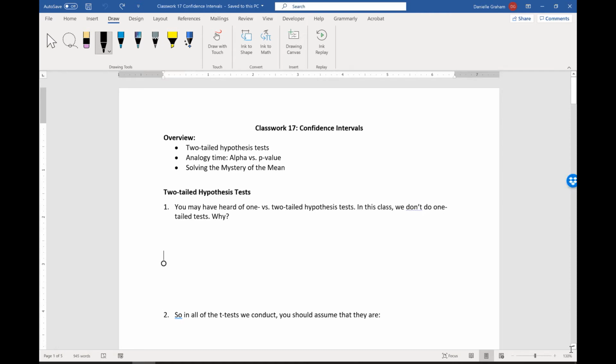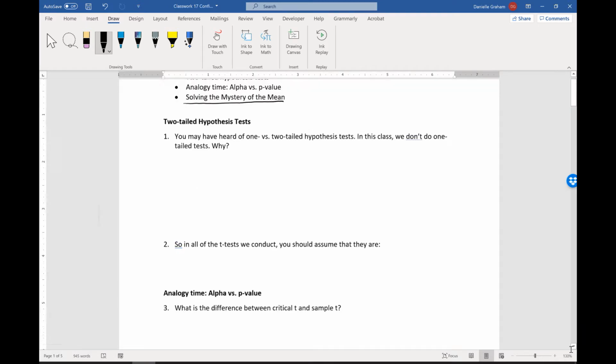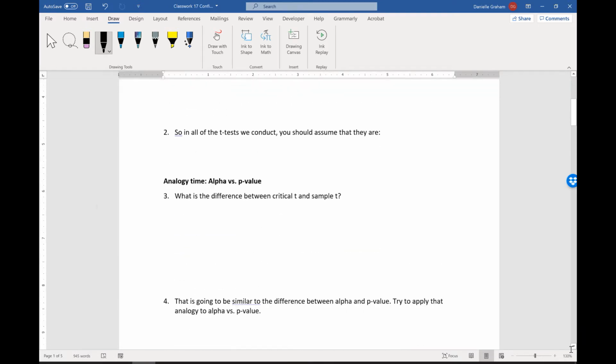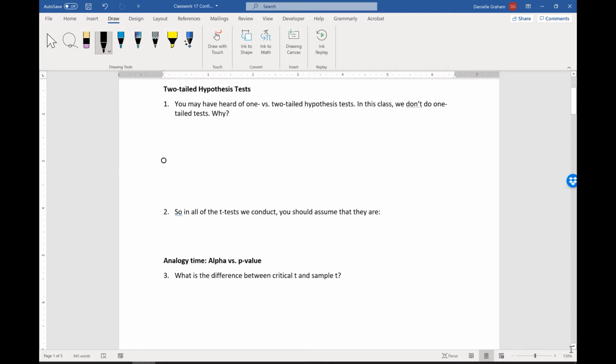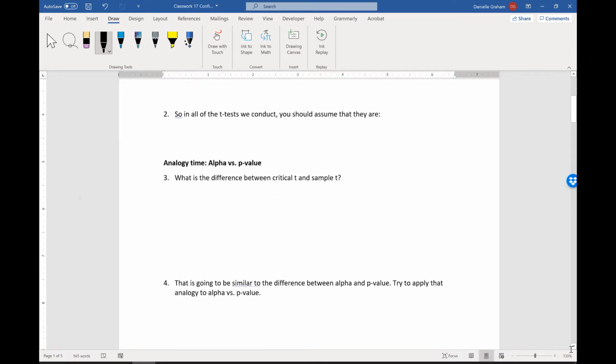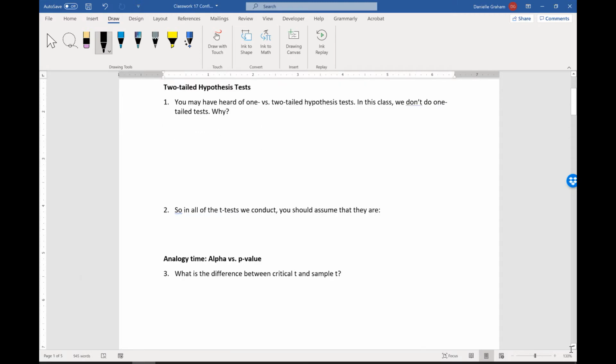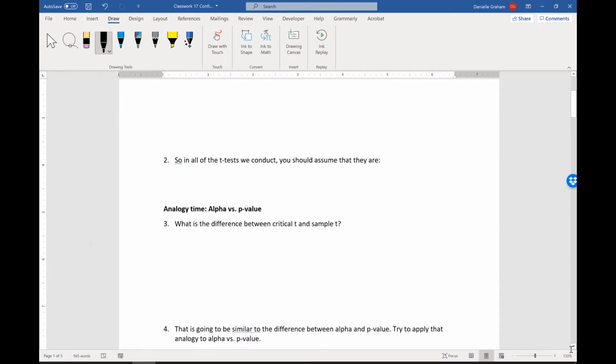Okay, so here is our follow-up video clarifying what we're doing in classwork 17, including that challenging solving the mystery of the mean regarding confidence intervals. So I'm going to go ahead and review the questions on the first page first, just to make sure everybody got those concepts okay. And I'm going to do it a little backwards. I'm going to start with 3 and 4, and then I'm going to go back to 1 and 2.